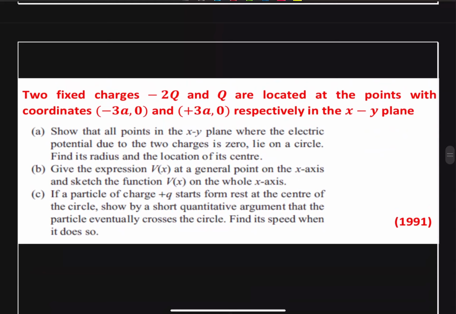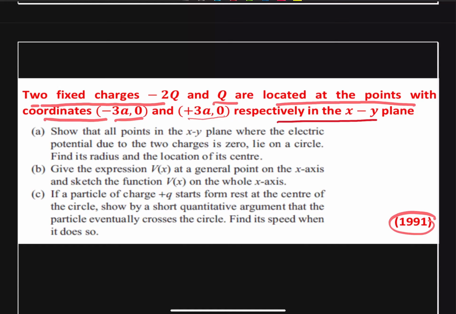And it states that, it was asked in the year 1991, and it states that two fixed charges, minus 2q and q, are located at points with the coordinates minus 3a, 0 and plus 3a, 0 respectively in the xy plane. And based on this description, we are having two questions.